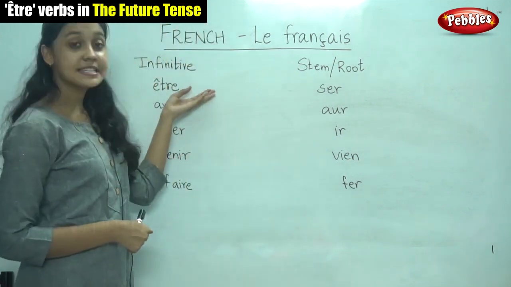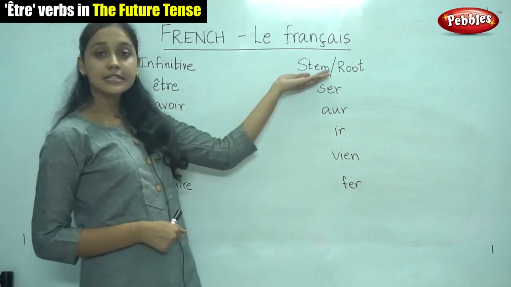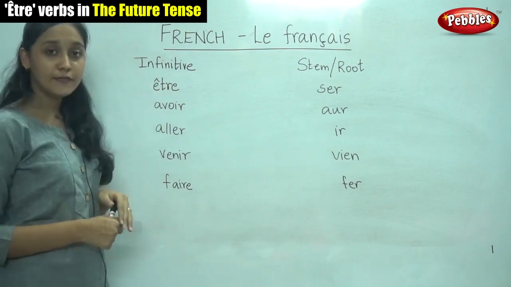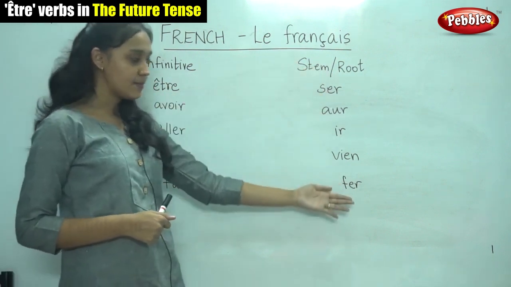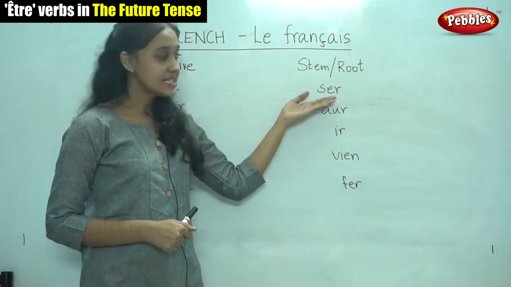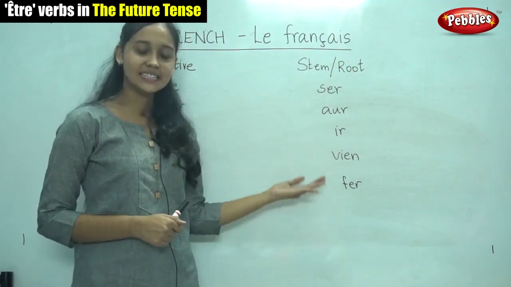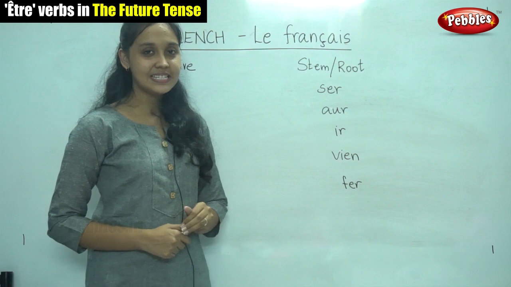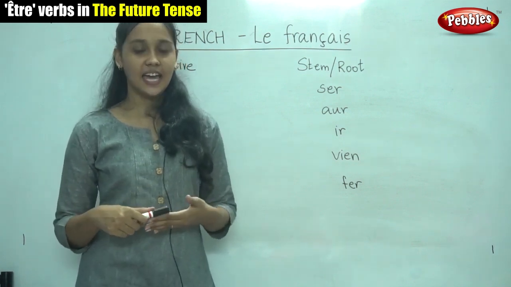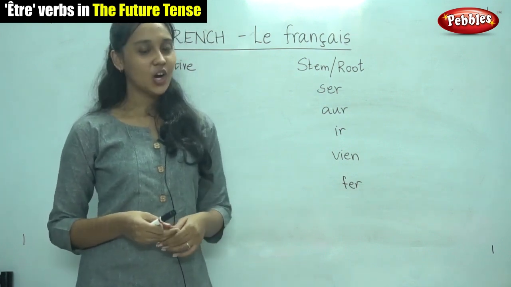Here I've listed some of the verbs in their infinitive form along with the stem or the root in the future tense. So all you have to do is learn the stem or the root, and you will write the future tense by writing the stem followed by the endings. The endings are the same. Do you remember the endings? It is AI, AS, A, ONS, EZ, ONT.